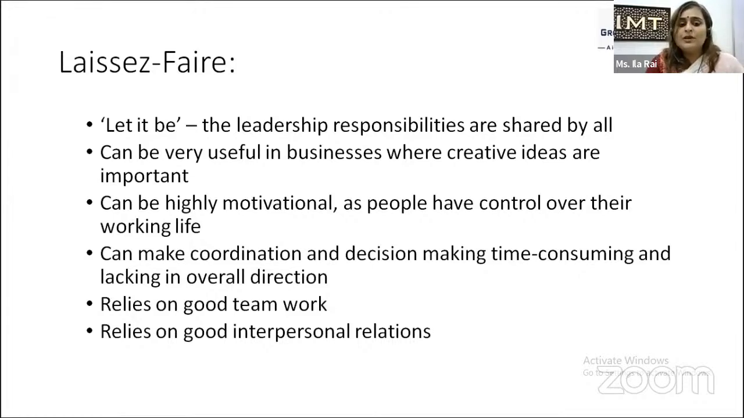It leads to people being highly motivated because people have more control over their work and they make better decisions and good coordination. They also have good teamwork and good interpersonal relations. The issue with this is that it is a very time consuming process and it lacks an overall direction because there is not a single leader, but everyone is acting in the capacity of a leader.